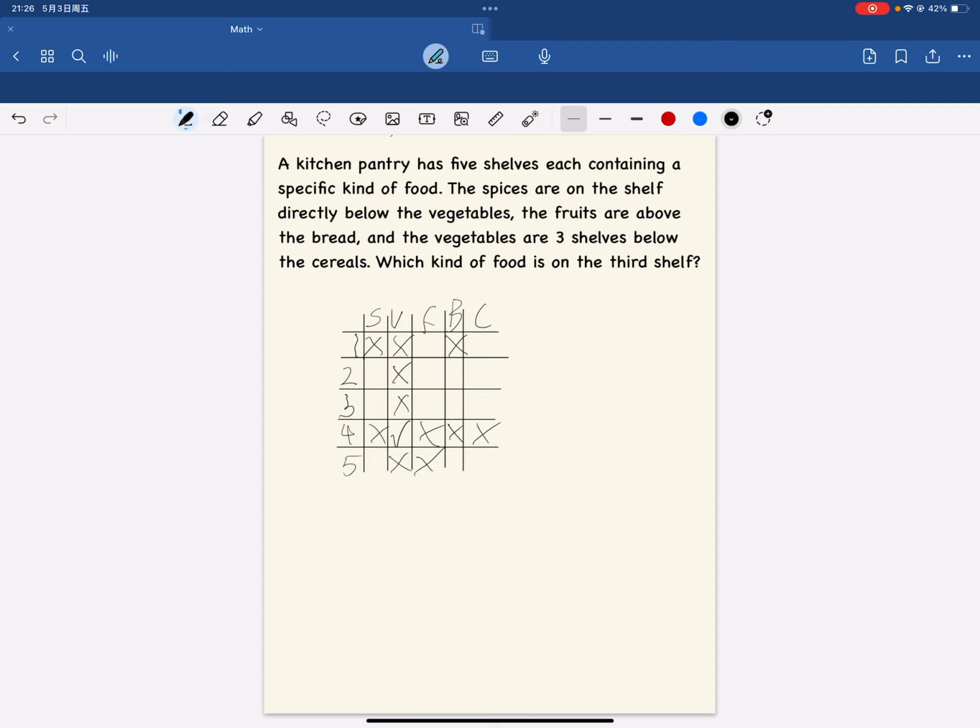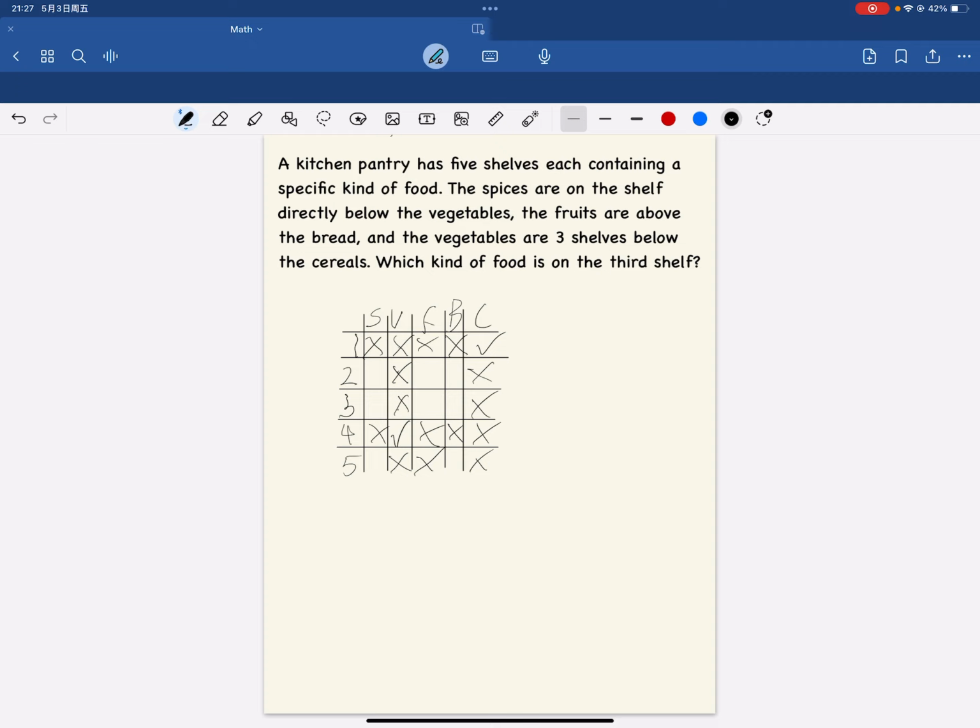Now it says the vegetables are 3 shelves below the cereals. So that means the cereals must be 3 shelves above. So it's here. And we cross out the rest so that the cereals can't be on any more shelves. And no more food can be on the first layer.